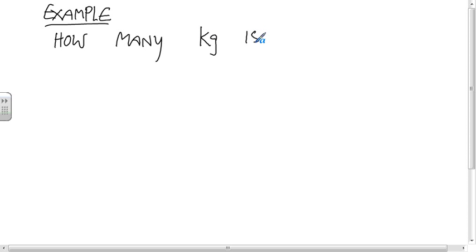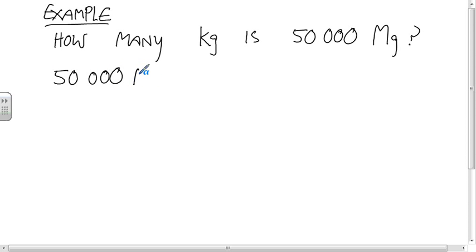Okay, as an example, how many kilograms is, let's say, 50,000 megagrams? I've never heard of a megagram, but okay, so we're going to start with 50,000 megagrams, and we're going to do the conversions from here.